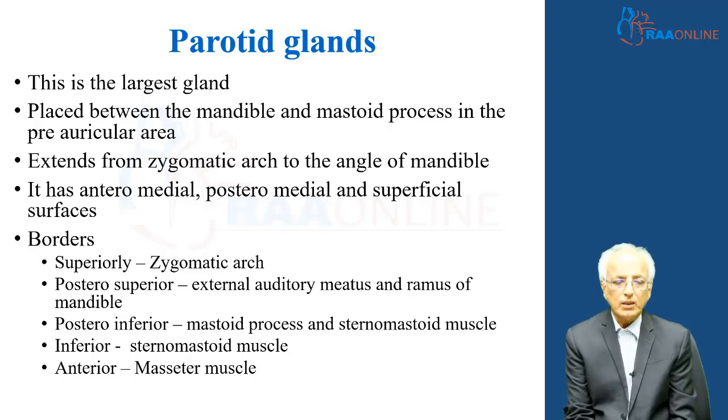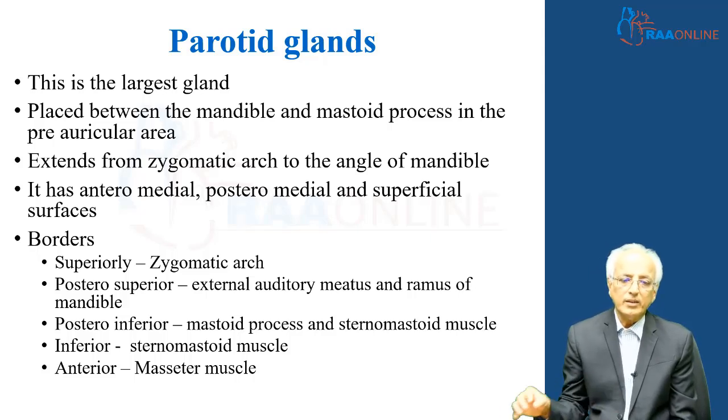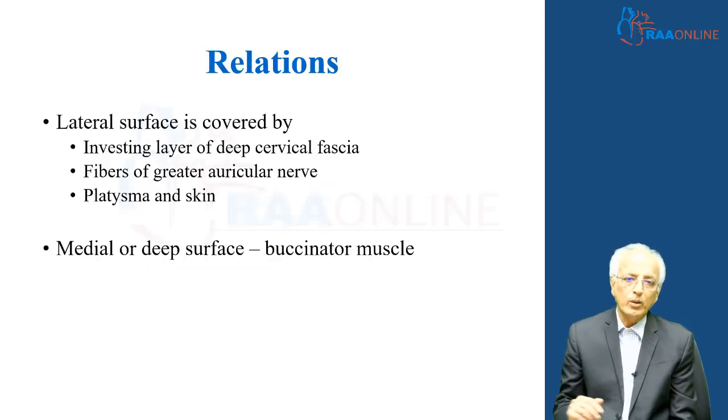So the borders are: superiorly, the zygomatic arch. Posterior superior is the external auditory meatus and the ramus of the mandible. Posterior inferior is the mastoid process and sternomastoid muscle. Inferiorly, sternomastoid muscle and anteriorly, masseter muscle. These are the limitations of the parotid gland.